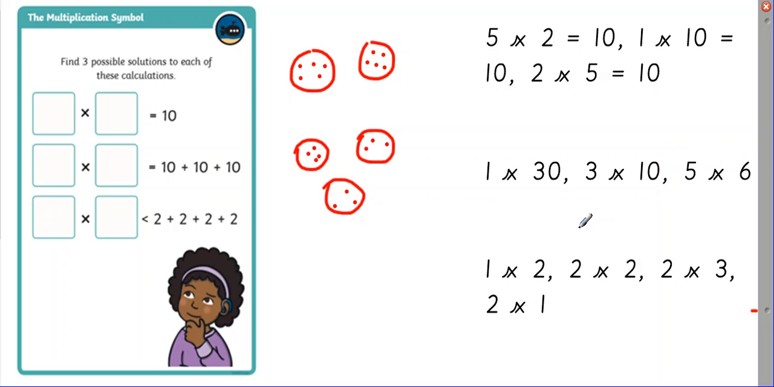And for the last one, you could have had 1 times 2, 2 times 2, 2 times 3, or 2 times 1. Because remember, this last one here says that this side is larger than this side. So this side is equal to 8. But anything less than 8 would have been appropriate for this side. Well done if you got that one correct. So that one was very tricky.